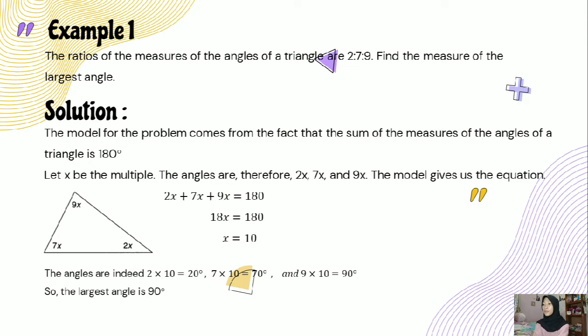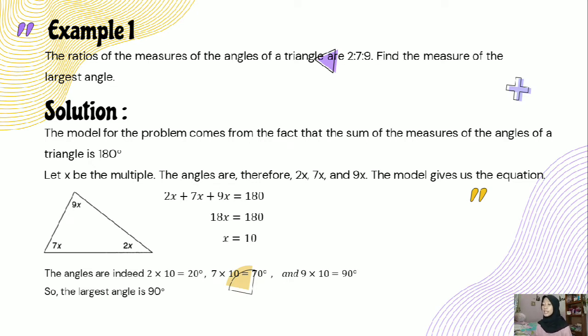And the solution: the model for the problem comes from the fact that the sum of the measures of the angles of a triangle is 180 degrees. Let x be the multiple. The angles are therefore 2x, 7x, and 9x. The model gives us the equation 2x plus 7x plus 9x equals 180. 18x equals 180. So x equals 10.